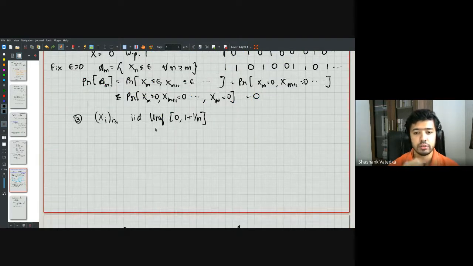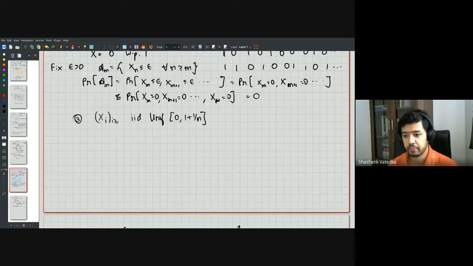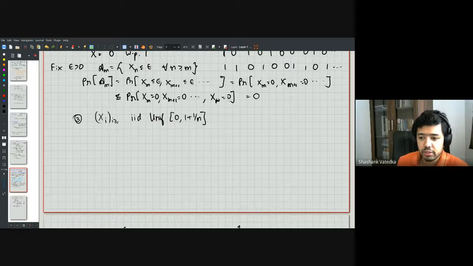All right. So there's a third example which I want you to try and work out on your own. You again have a sequence of random variables which are IID, but each random variable is uniformly distributed in the interval 0 to 1 plus 1 over n. So eventually, what do you think this will converge to? If it had to converge, what would it converge to? What does it look like eventually? As n tends to infinity, what happens?